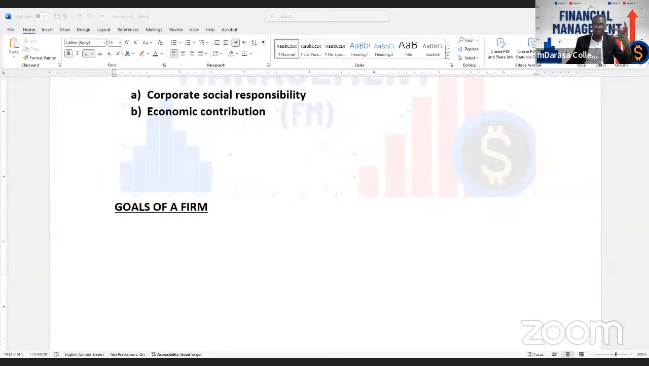When we are looking at the goals of a firm, my good students, you'll find that these are simply the objectives that a firm seeks to achieve to ensure growth, profitability, and of course, sustainability. So these are simply the objectives of the firm. In this context, the goals of the firm are always categorized into two. The first category is financial objectives or goals.